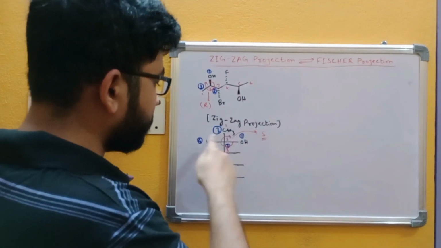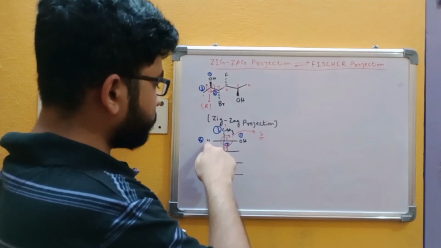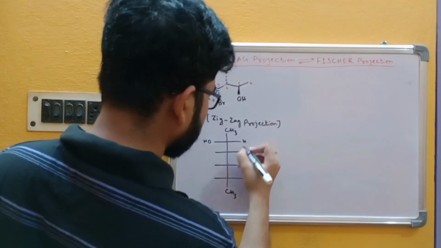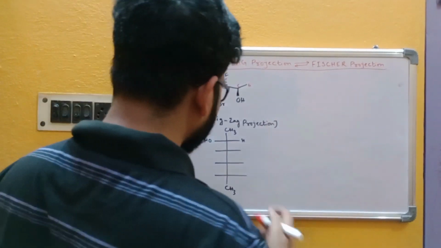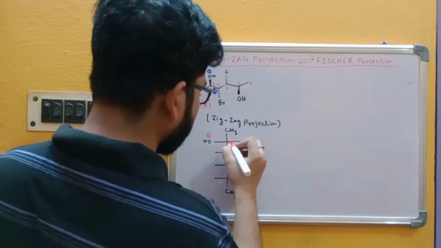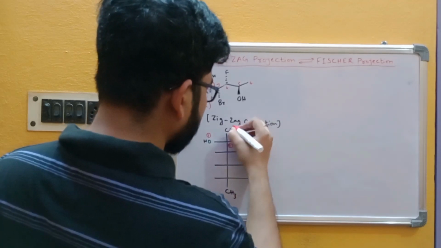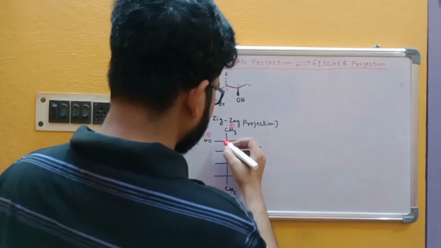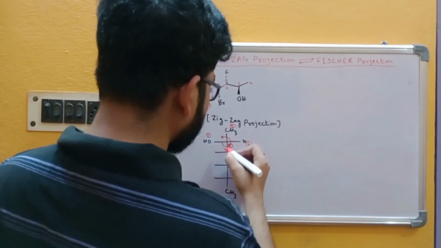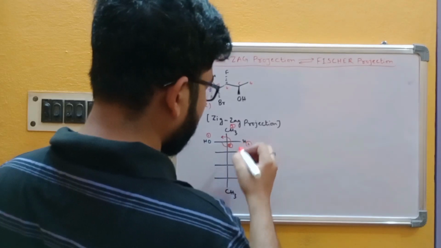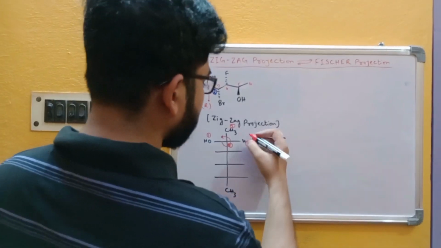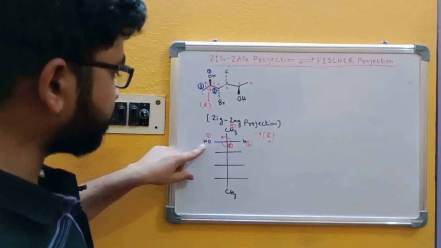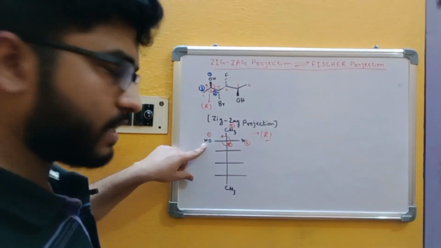So we have to place OH here, that is left side, and H should be on the right side. Now we will check the RS configuration. This is 1 priority, this is 2 priority, this is 3rd priority, and this is the least priority, that is 4. Now this 1, 2, and 3 turns anti-clockwise, but as hydrogen is in horizontal position, it should be R. So OH should be on the left side in Fischer projection, and that is correct.